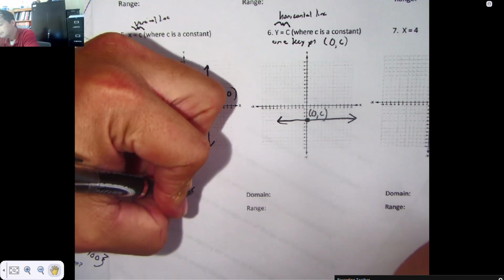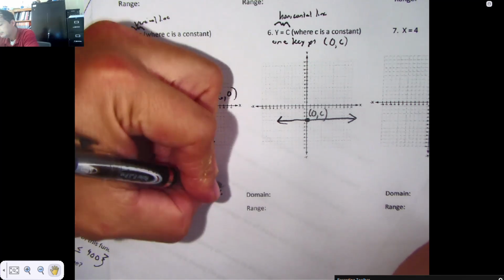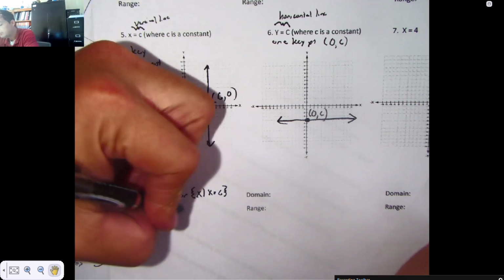Set builder notation can be all values of x such that x equals c.